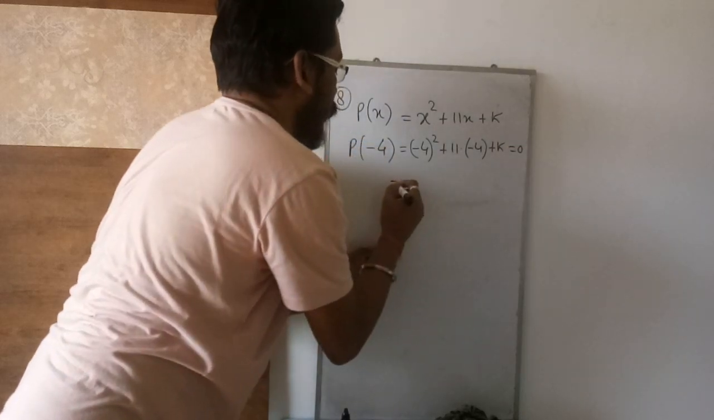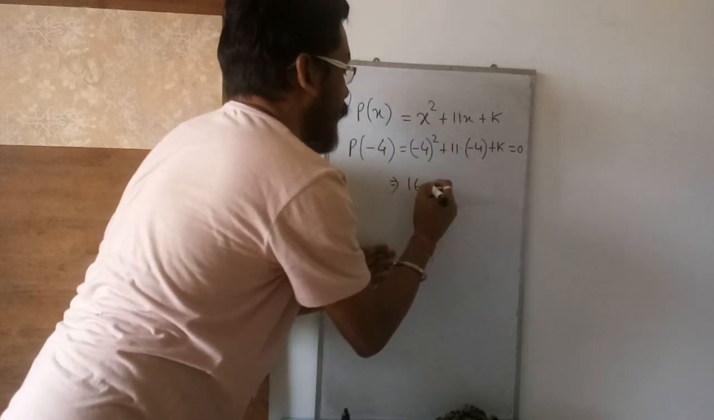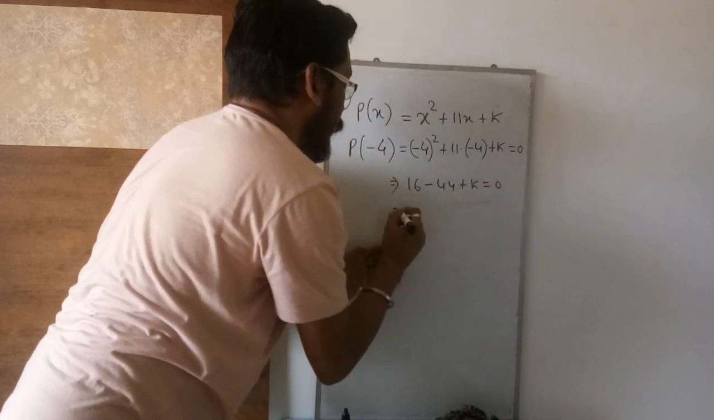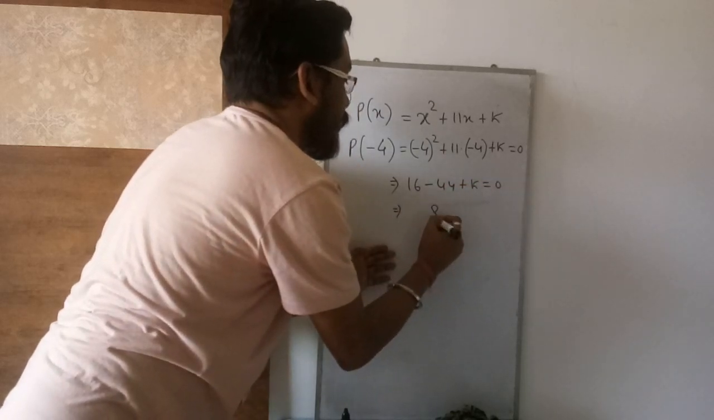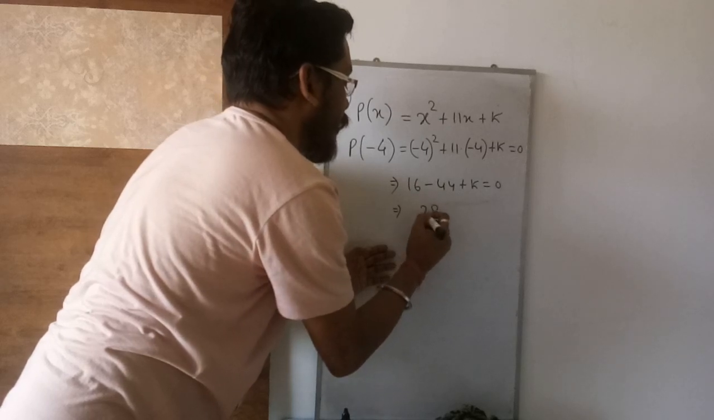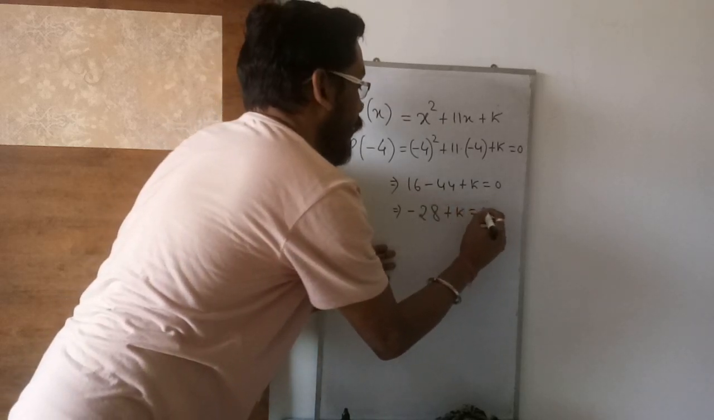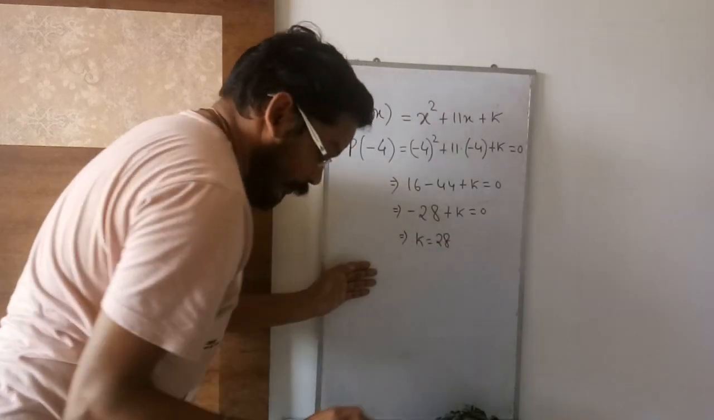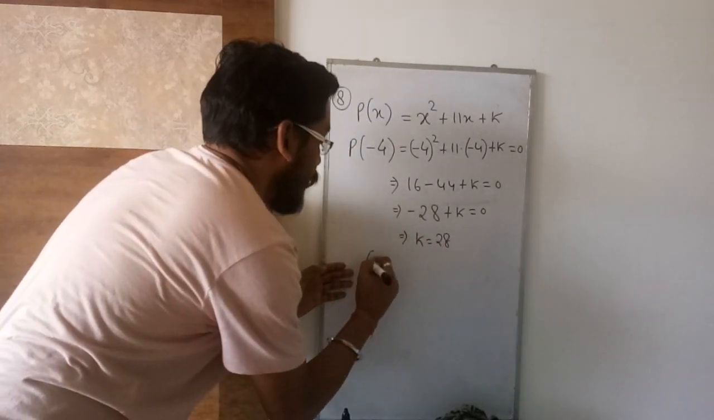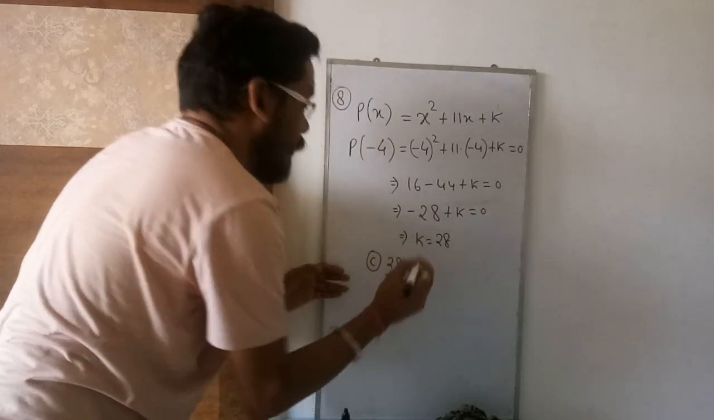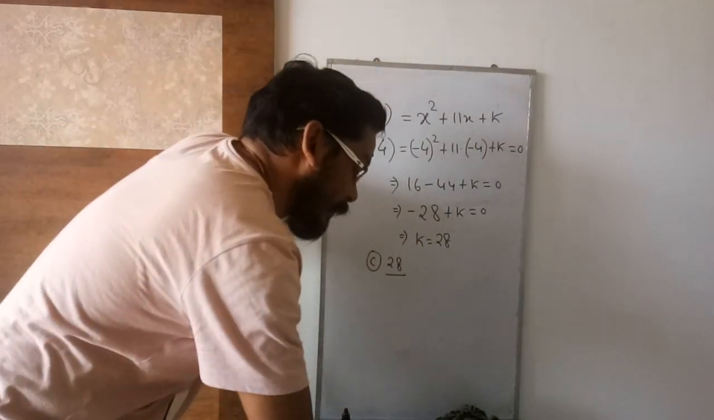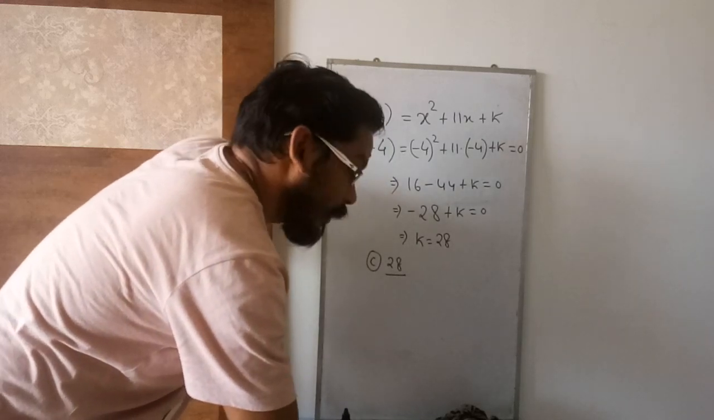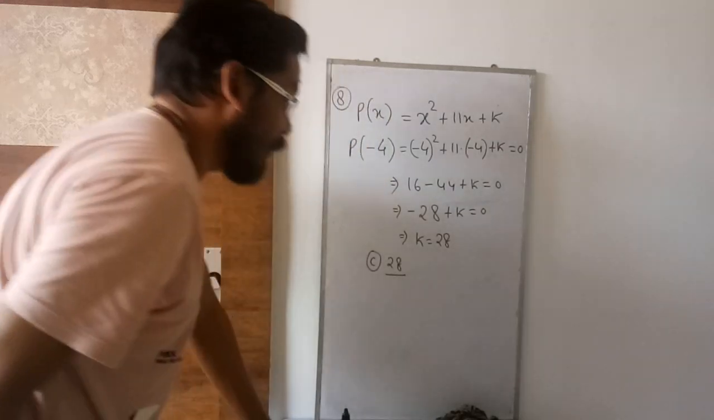equal to 0. So (-4) whole square is 16, plus 11 into -4 is -44, plus k equal to 0. So 16 minus 44 is -28. Minus 28 plus k equal to 0. So your k will be equal to 28, which is option number C. This is an objective type, but we have solved it. So take the screenshot of this sum. Okay, take the screenshot.